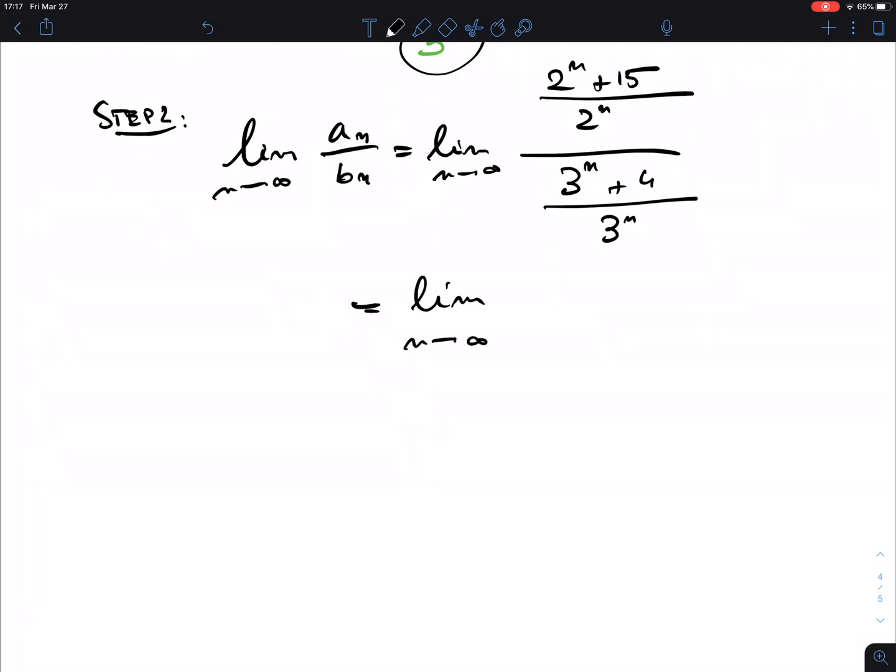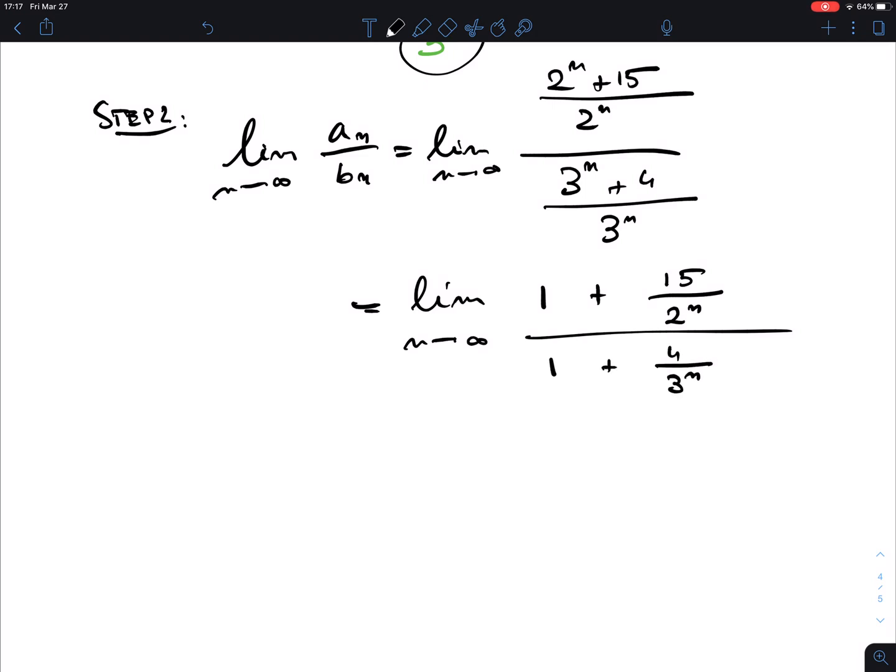We actually carry out the division in top and bottom. Remember, we divide each single term again. So the 2^n with the 2^n cancels and we get 1. But what happens there? Well, we have 15 divided by 2 to the n. Let's write it like that. There's no need to write it differently. And the same with the bottom. We have a 1 here plus 4 over 3 to the n.